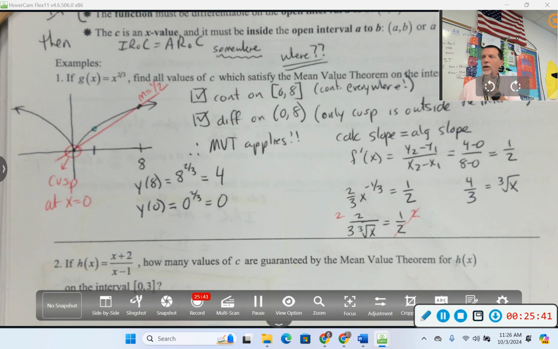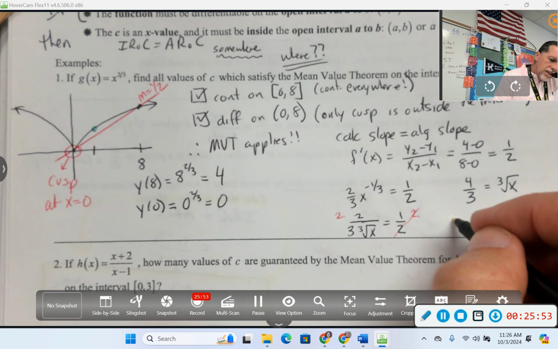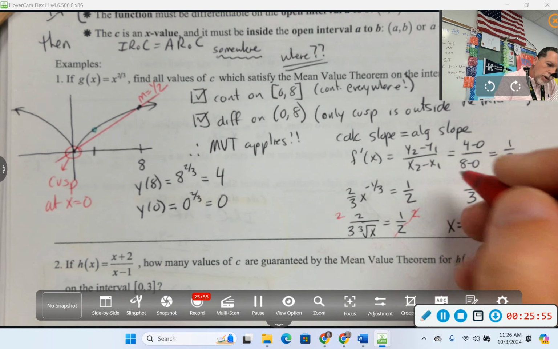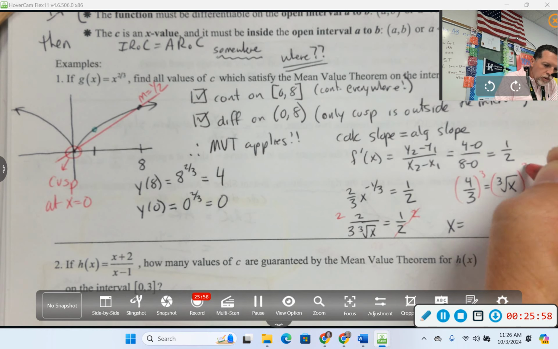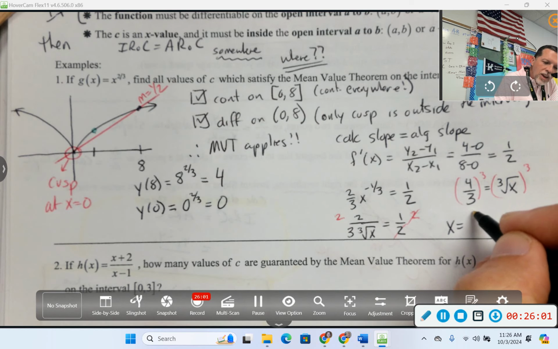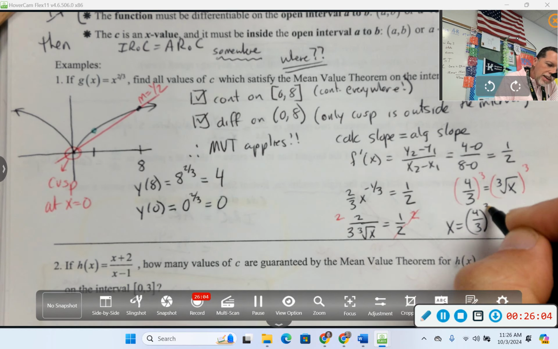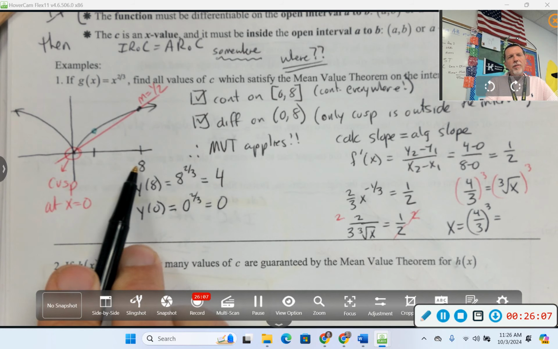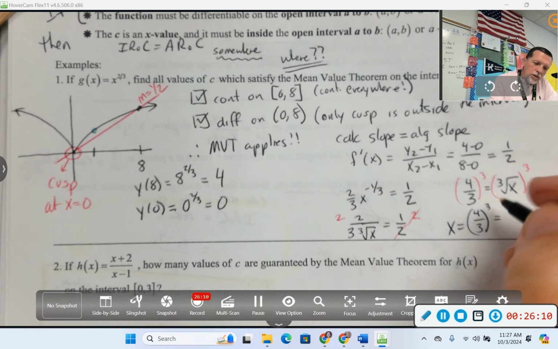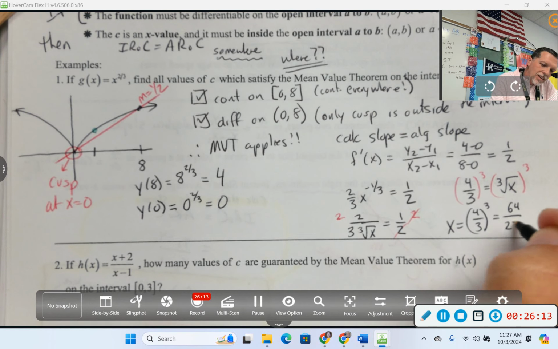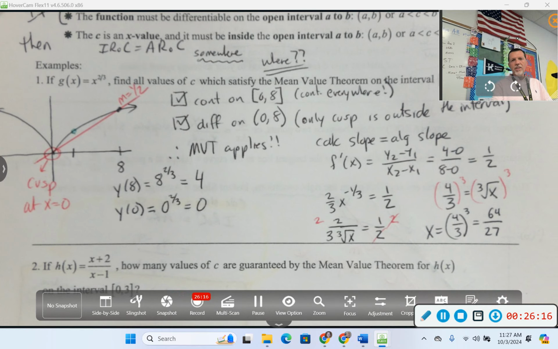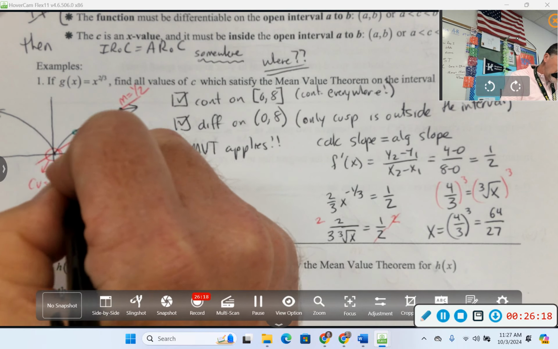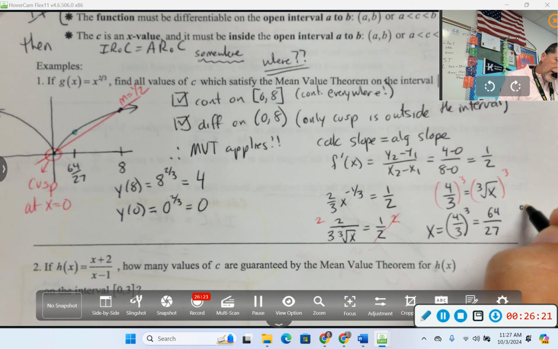So what should I do to get x by itself? Cube it. So x equals 4 cubed over 3 cubed, or just 4/3 cubed, I guess, which would be a safe stop. Except that I kind of want to make sure that that's between 0 and 8. And I don't know if 4/3 cubed, if I can tell that just yet. So 64 over 27, that is between 0 and 8. I knew it should be.